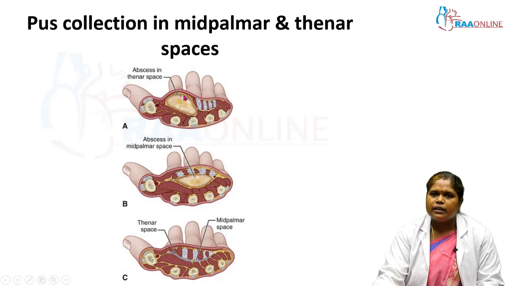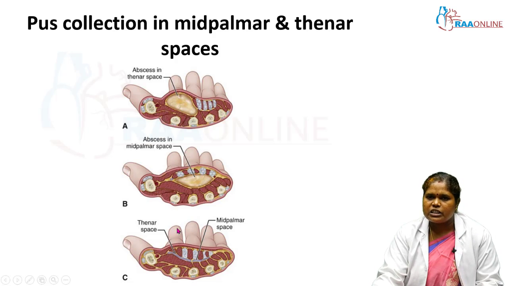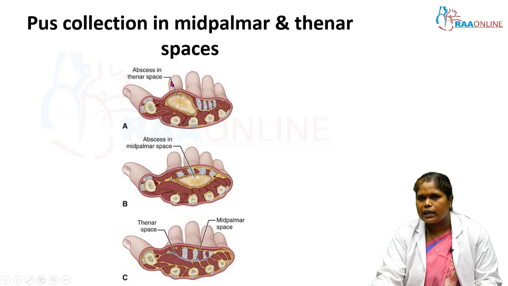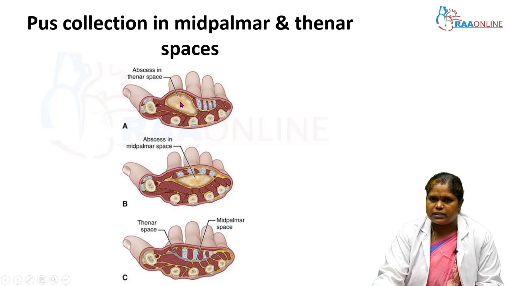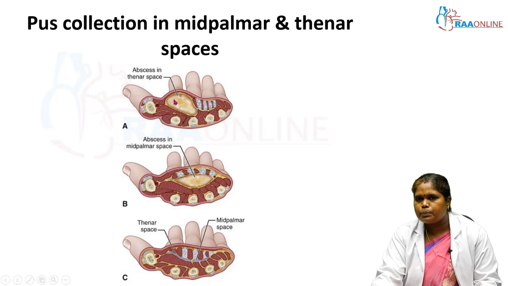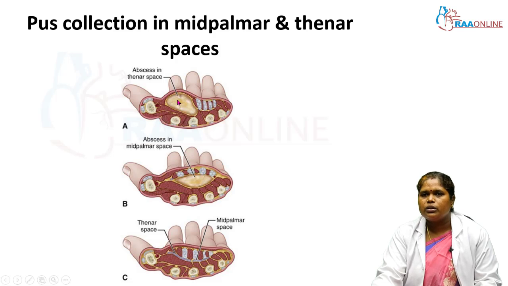Here the thenar space is enlarged. So here there is a collection of pus in the thenar space, and that is known as an abscess in the thenar space. This is how these two potential spaces become clinically important. If there is pus, we have to let this pus out. So this is the thenar abscess, this is the mid-palmar abscess, and this is the normal thenar and mid-palmar space.